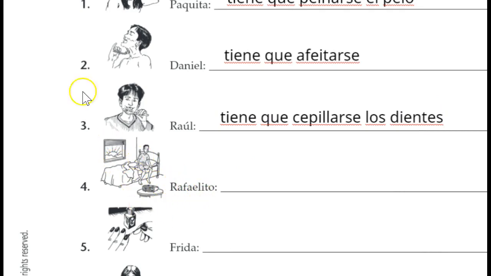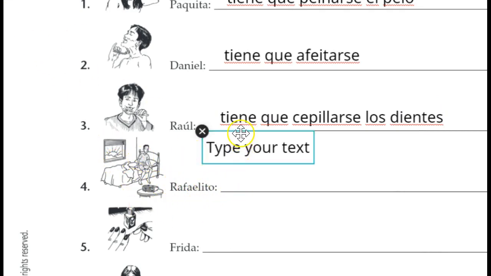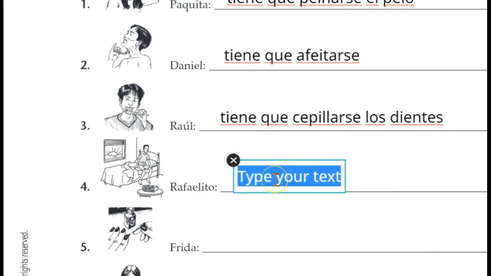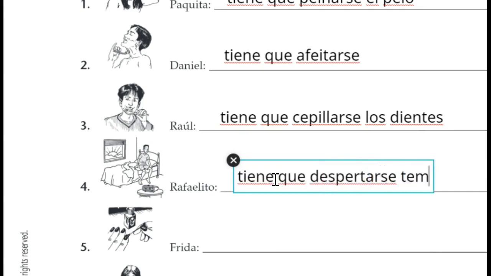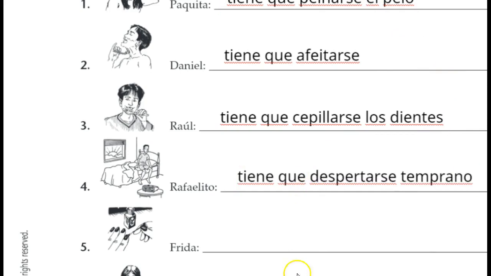Rafaelito, right? He's got to wake up, doesn't he? Looks like he's waking up kind of early. Tiene que despertarse temprano. He's got to wake up early. Tiene que despertarse temprano.